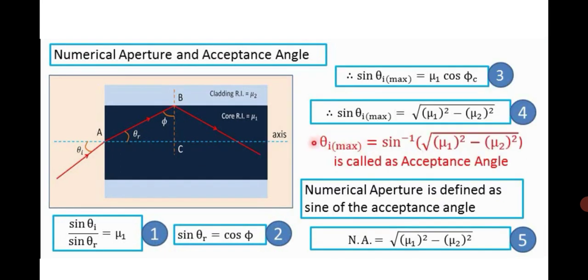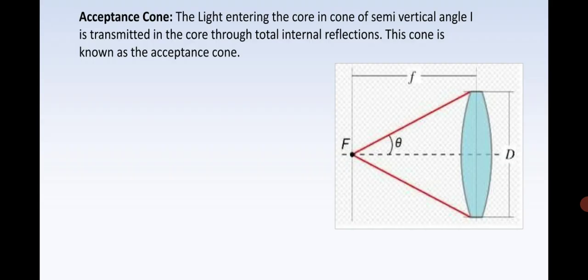Now numerical aperture and acceptance angle. Numerical aperture is defined as the sine of the acceptance angle. So numerical aperture is equal to sine of the acceptance angle. Numerical aperture is also equal to the square root of mu1 square minus mu2 square.